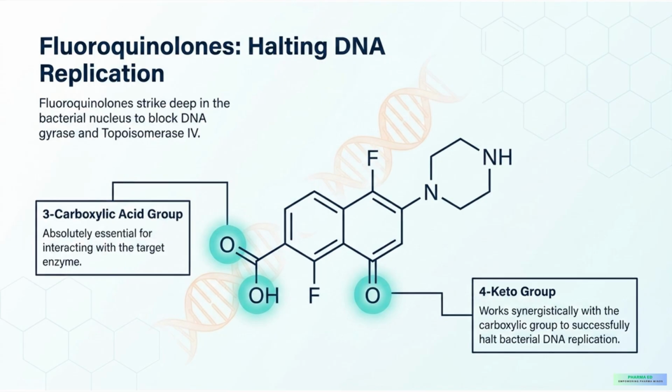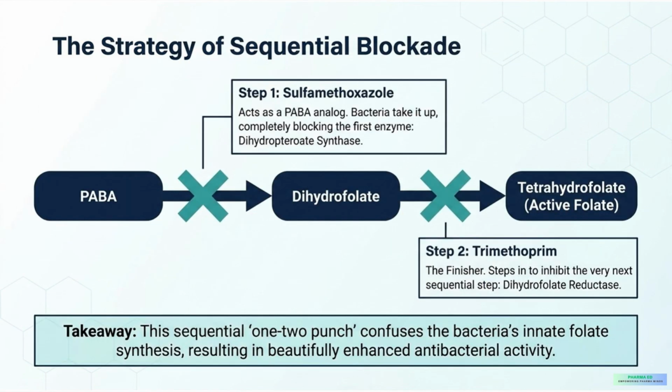And then we have the fluoroquinolones. Their SAR requires a 3-carboxylic acid group and a 4-keto group to successfully block DNA gyrase and topoisomerase 4. That effectively halts bacterial DNA replication. Now, what's really fascinating here is the strategy of sequential blockade. You see, bacteria must synthesize their own folate to survive. Sulfonamides structurally look almost exactly like PABA, para-aminobenzoic acid.